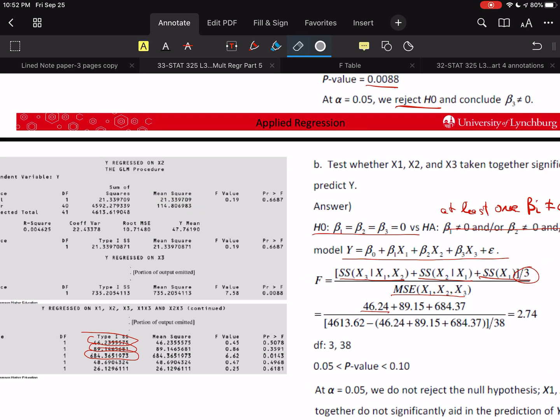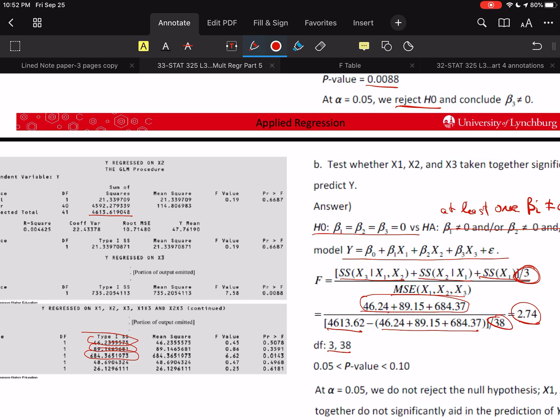Okay, so, yeah, that's right, because we have 3 up here. We have 3 of these. 3 from 41 is 38. So we take the 4613, the total, SSY, and subtract all 3 of these from that, and then divide that by 38. And we get a 2.74 for our F statistic. It has 3 and 38 degrees of freedom.